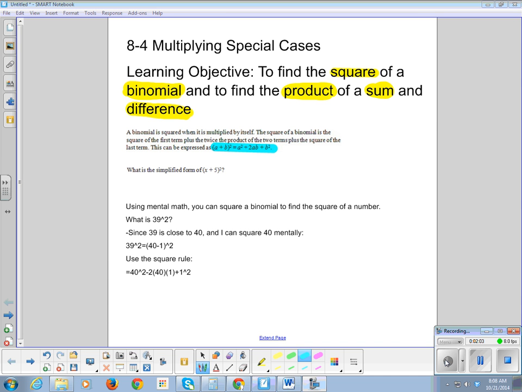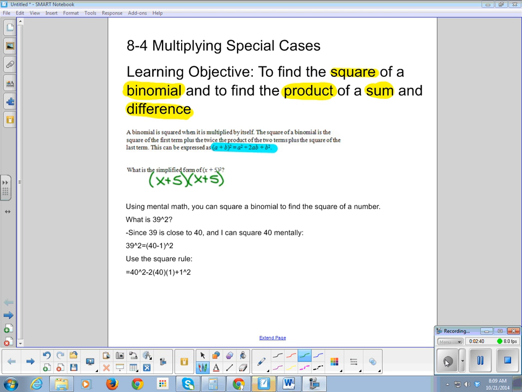All right, so we're going to find the simplified form of x plus 5 squared. I'm going to show it to you two different ways. The first way is the way we know, tried and true, and the second way is using our little formula up here. So we're going to take x plus 5 and multiply it by x plus 5. And as you learned yesterday, my favorite method of dealing with binomials is by using FOIL.